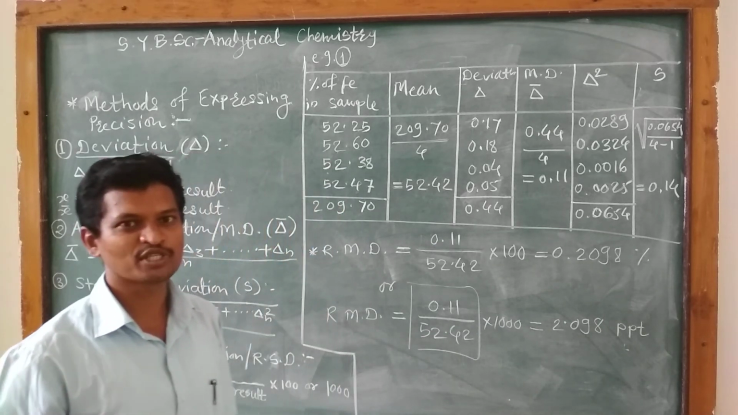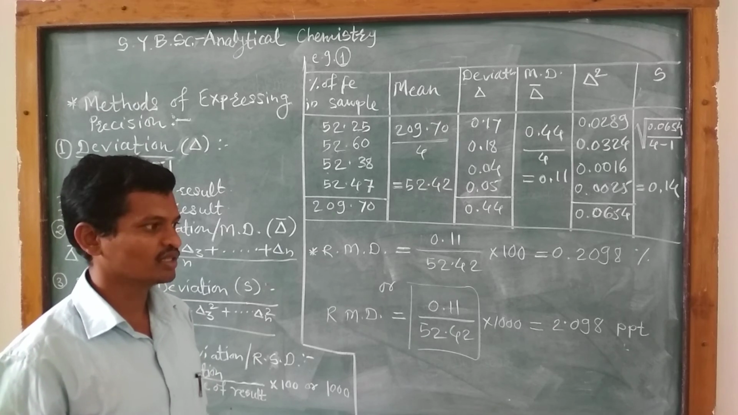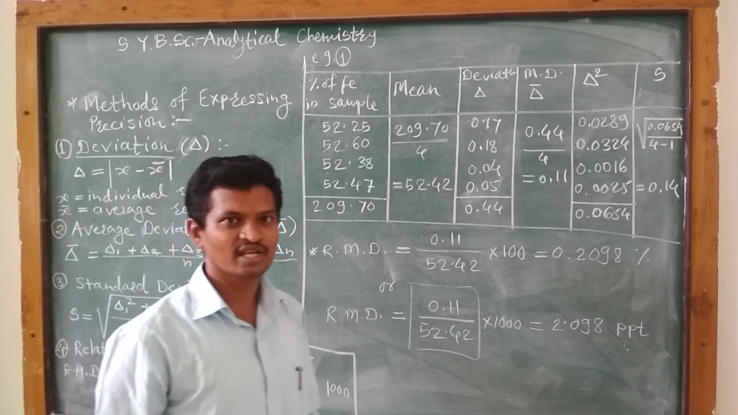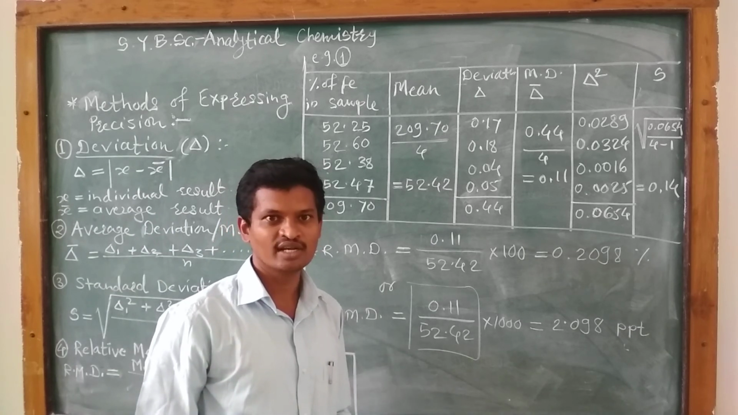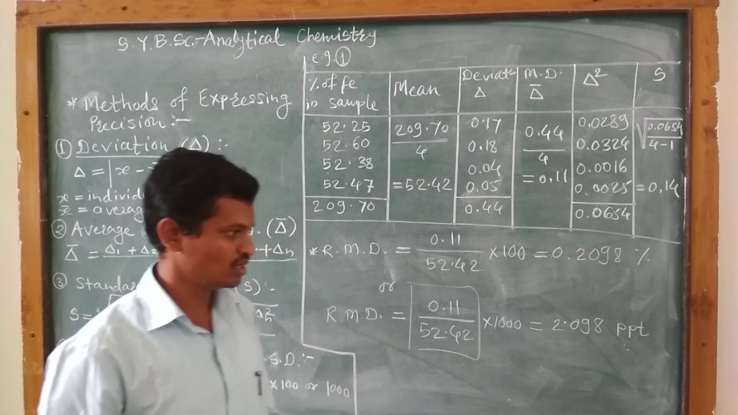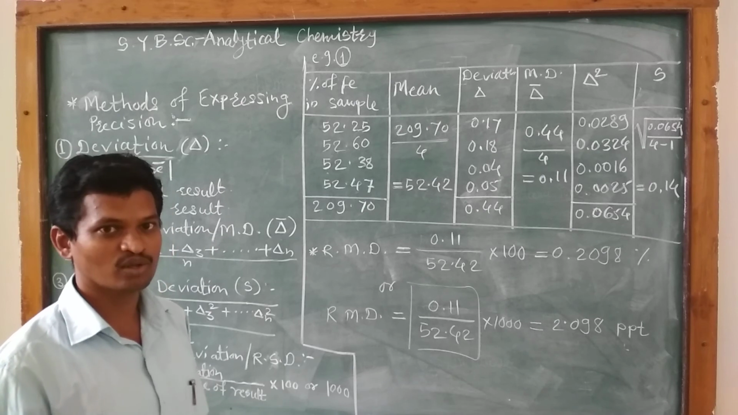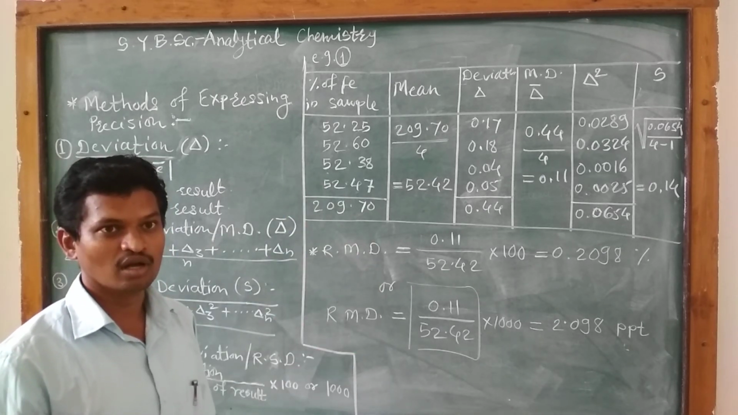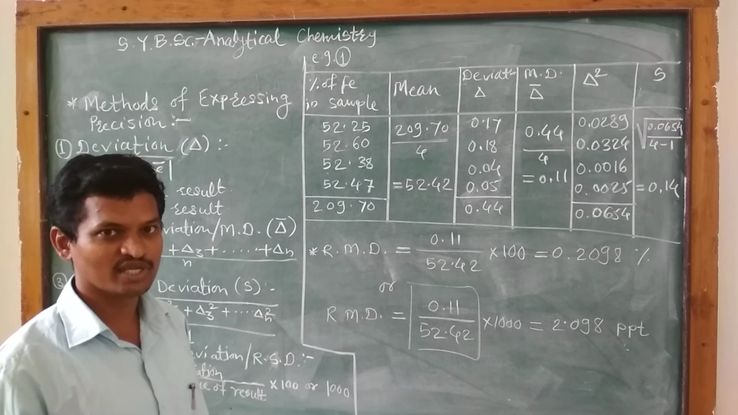So this is a very simple concept of methods of expressing the precision. There are 4 methods: deviation, mean deviation, standard deviation, and relative mean deviation or relative standard deviation. I hope you get all these points and solve this problem in your notebook also by using a calculator.